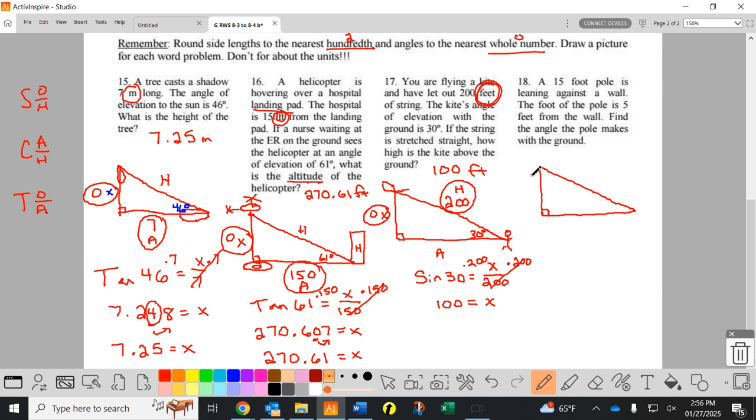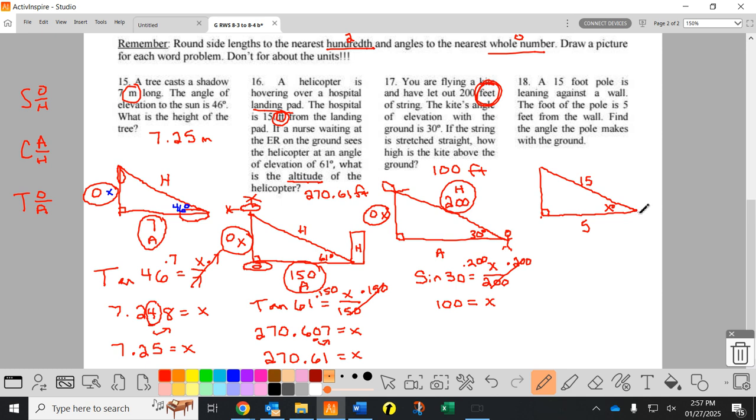Okay, last one of the day, guys. Here we go. We have a 15-foot pole leaning against the wall. So here's our wall. We got a pole that's leaning, because leaning things don't go straight up and down. So it's leaning. This one is a 15-foot pole. It says the foot of the pole, that's right here, is 5 feet from the wall. So this distance to the wall is going to be 5 feet. It says find the angle the pole makes with the ground. So the pole to the ground, that angle is going to be right here at x.